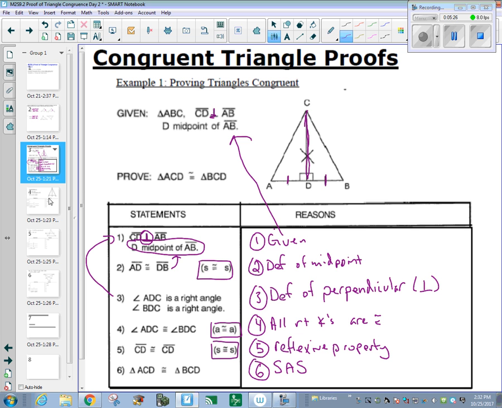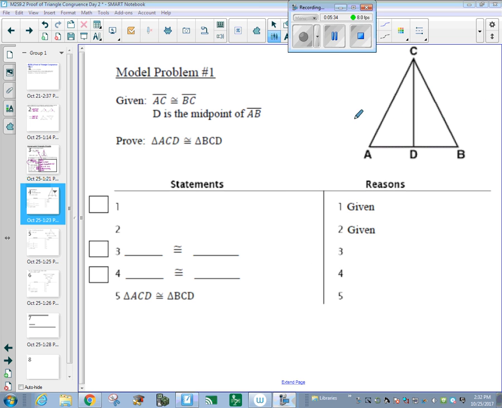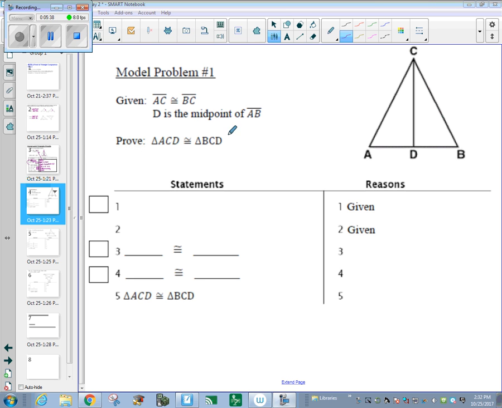I'm going to do one more, and then that'll leave us two for class time to work on. All right, so we've got this problem right here. I don't know if this thing's in the way, but if it is, we'll move it over here. And so we are given that AC is congruent to BC, and D is the midpoint of AB. So you'll notice that they're trying to fill in some of it to give you an idea of what's going on. And so I'm going to fill in the given statements first. That's typically what we're going to do.